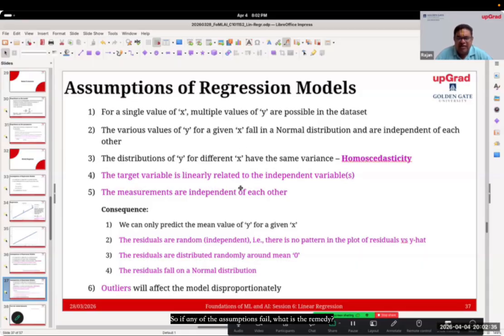So if any of the assumptions fail, there is a different remedy. That's the approach we are going to take.